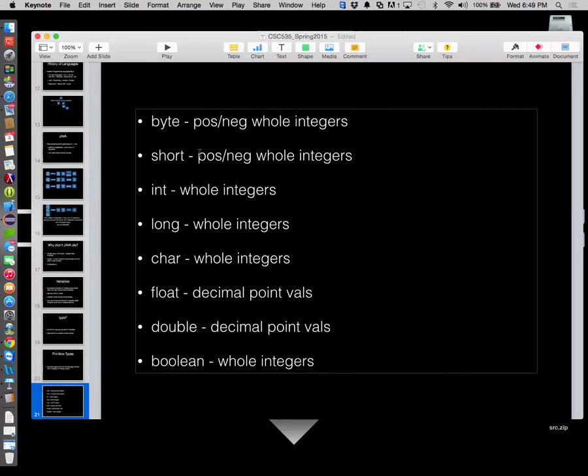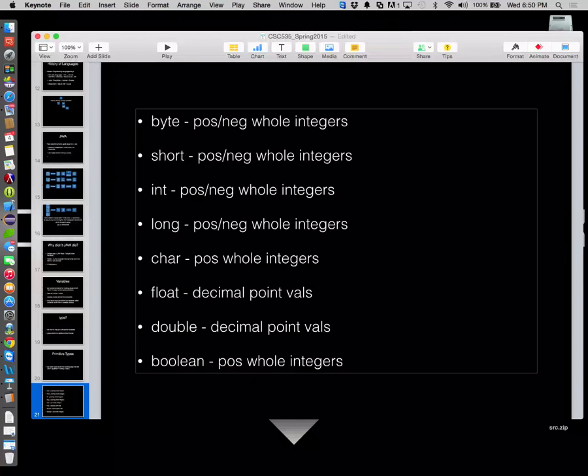Shorts hold positive, negative whole integers. Ints, positive, negative whole integers. Long, positive and negative whole integers. Chars, positive whole integers. Only. Yeah, we're going to keep passing through these several times till we realize why we have all this. Booleans, positive whole integers. Floats and doubles, positive and negative decimal point. All right, so we've clarified a little bit, but we're still all over the place here, right?